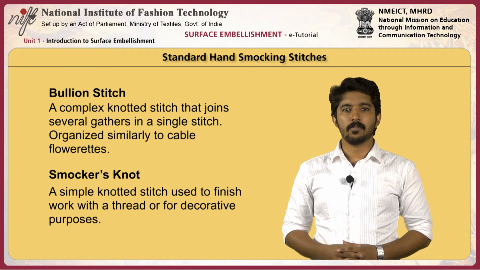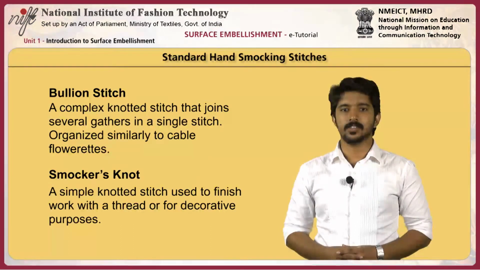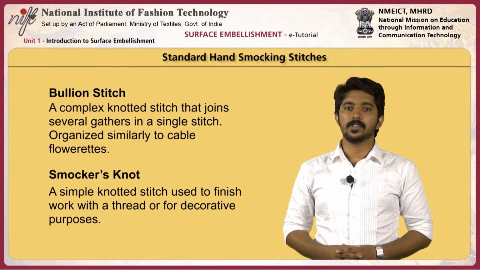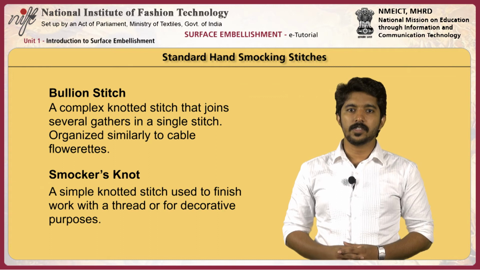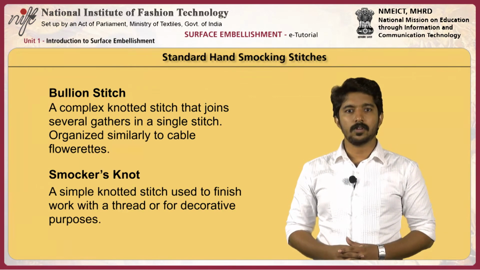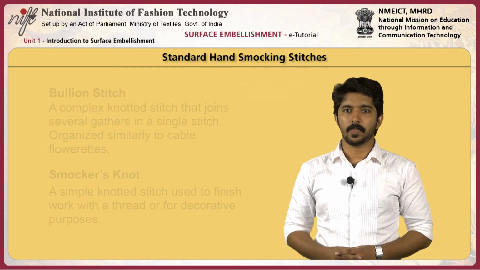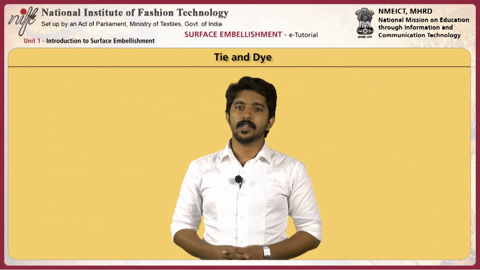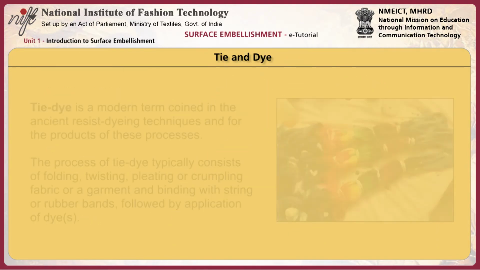Bullion stitch is a complex knotted stitch that joins several gathers in a single stitch. It is organized similarly to cable florettes. Smoker's knot. Smoker's knot is a simple knotted stitch used to finish work with a thread or for decorative purposes. Let's now move on to the dyeing and printing techniques.